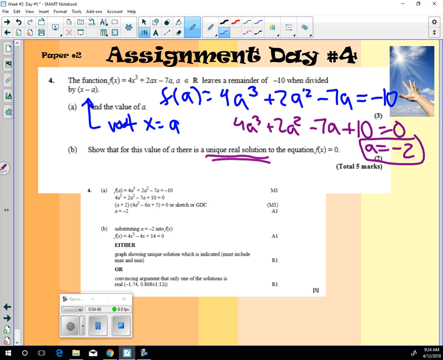Then it says, show that this value of a is a unique real solution. In other words, all the other ones, how many other ones are there? 2. All the other ones are going to be unreal.